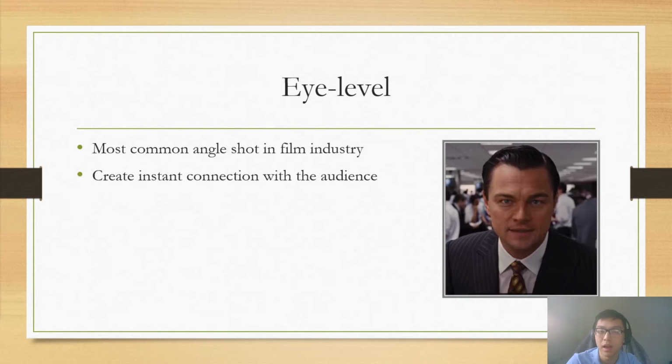Next up is the eye level angle. This technique happens when the camera is placed at the character's eye level. This shot is one of the most common angle shots in the film industry and is mainly used for instant connection of a character with the audience. It is used to bring the audience into the scene or into the perspective of a character.